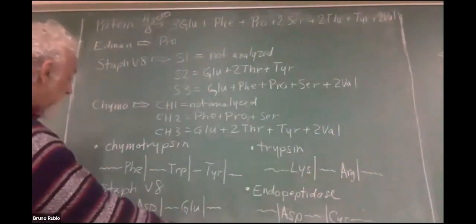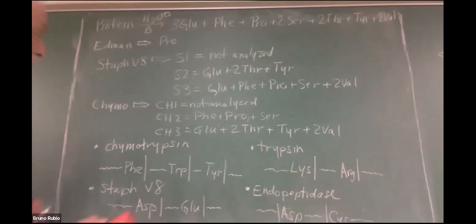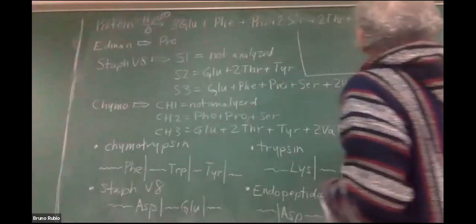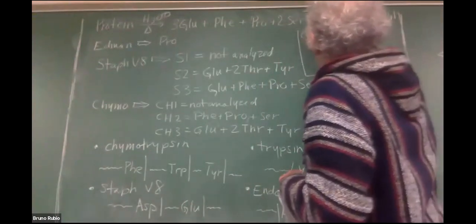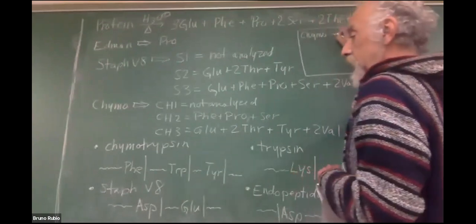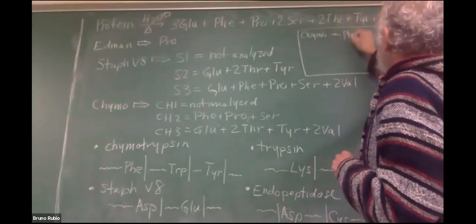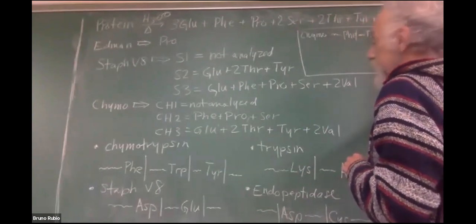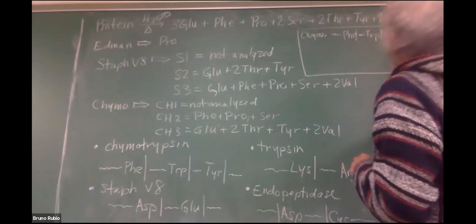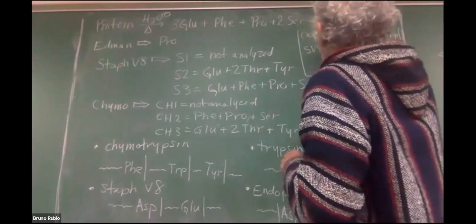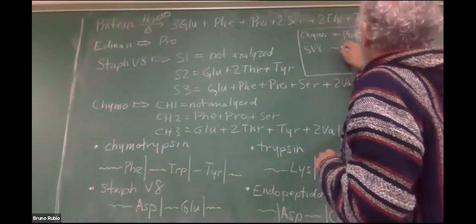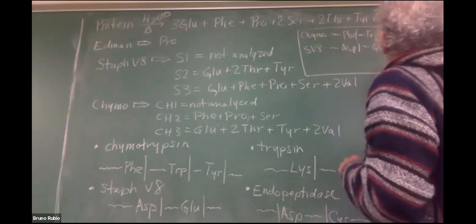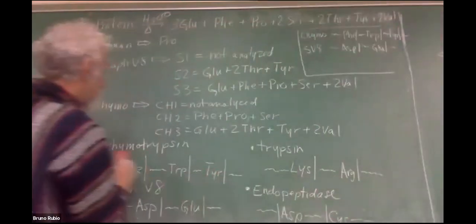Okay, I'm going to have to erase this, but let's just write it up here. Chymotrypsin breaks after a phenylalanine, after a tryptophan, and after a tyrosine. And staph V8 breaks after an aspartic acid and after a glutamic acid. Okay, so I ran out of room here.